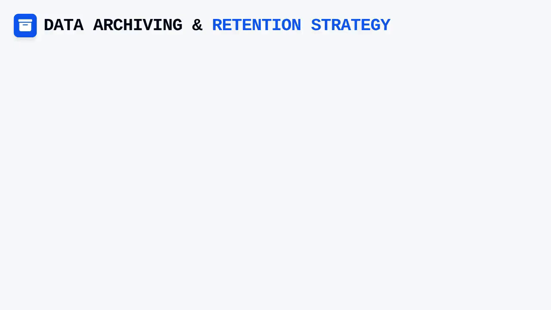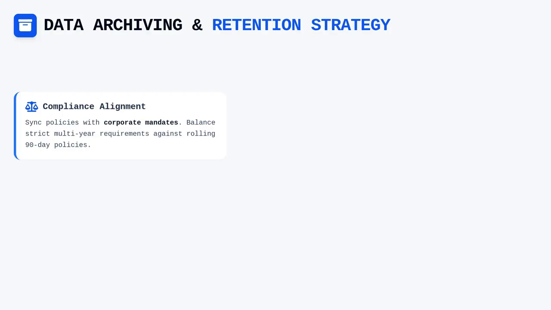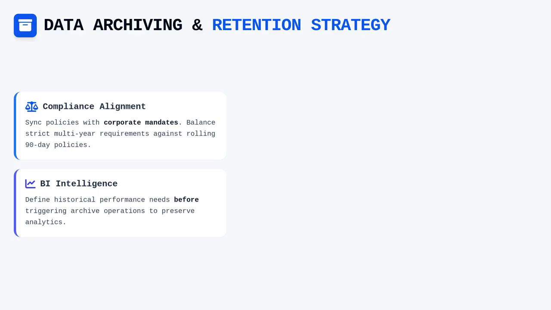When implementing these archiving policies, you must align them with your corporate data retention requirements. Some organizations have strict compliance mandates that demand session history be kept for several years, while others may prefer a rolling 90-day policy. It is vital to determine how much historical performance data is necessary for your long-term business intelligence analytics before you trigger an archive operation.